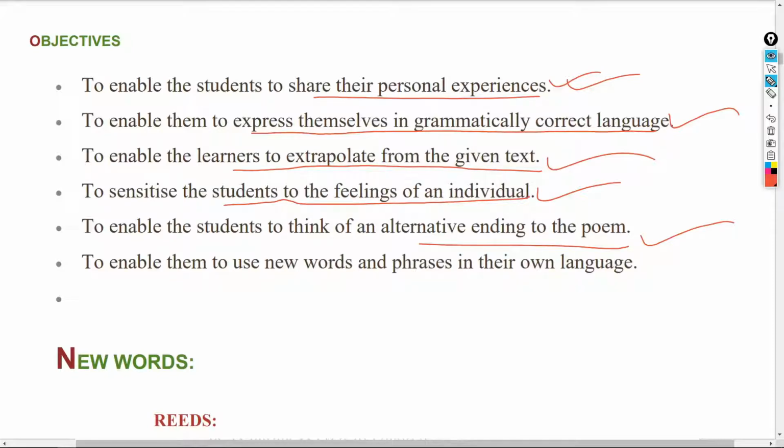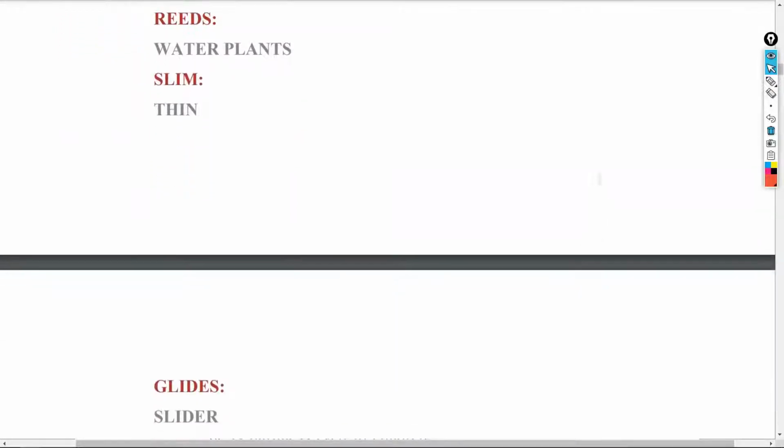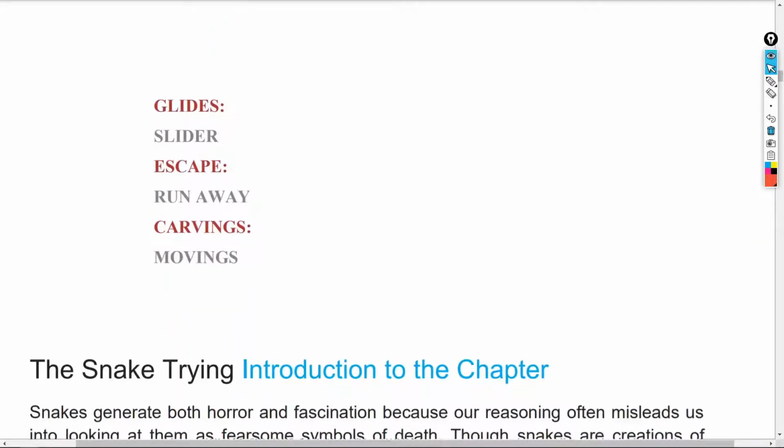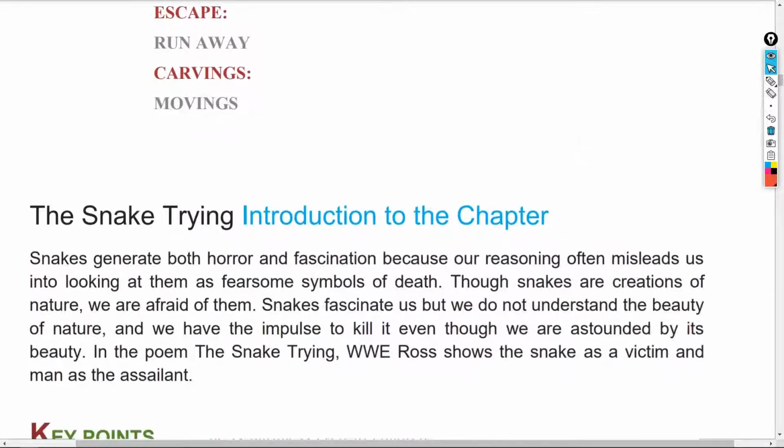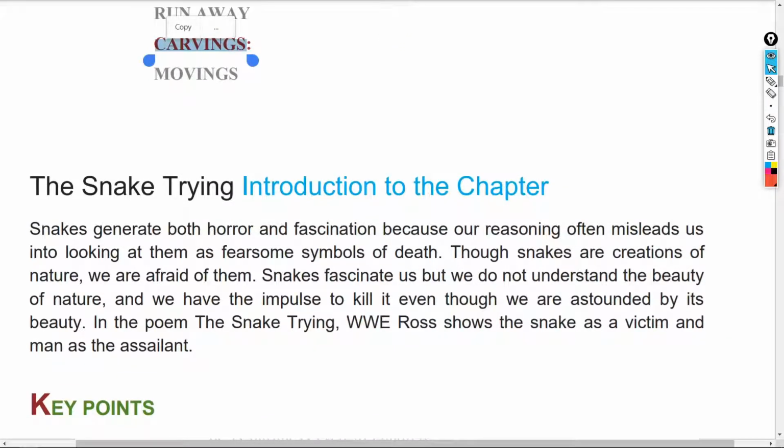To enable them to use new words and phrases in their own language. So we'll try to open our own door of the imagination, and then we'll begin to understand the words and phrases in our own language pertaining to the poem. So in this poem, as you have seen, these words are very unfamiliar: reeds, water plants, slim, thin, glides means slides, escape means run away, curving, spelling C-U-R-V-I-N-G, curving means bending or twisting.